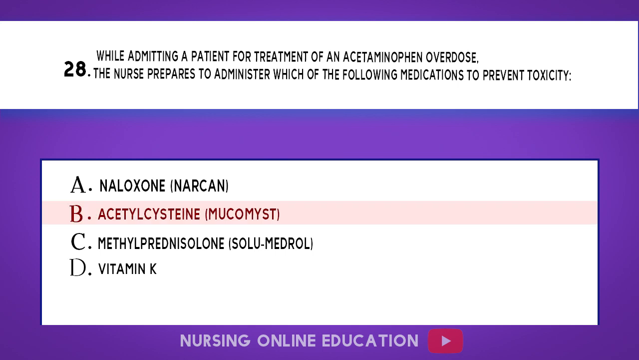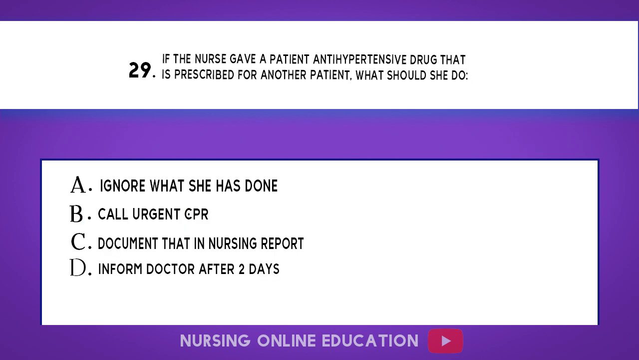The answer is option B, acetylcysteine, Mucomyst. 29. If the nurse gave a patient antihypertensive drug that is prescribed for another patient, what should she do? A. Ignore what she has done. B. Call urgent CPR. C. Document that in nursing report. D. Inform doctor after 2 days.